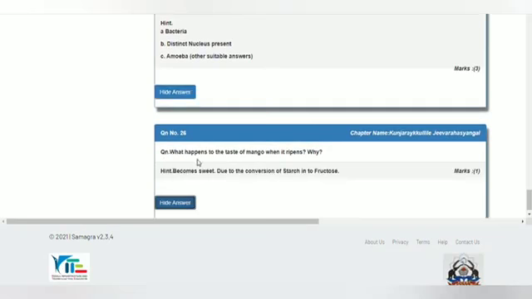Then question number 26. What happens to the taste of mango when it ripens? It becomes sweet due to the conversion of starch into glucose.